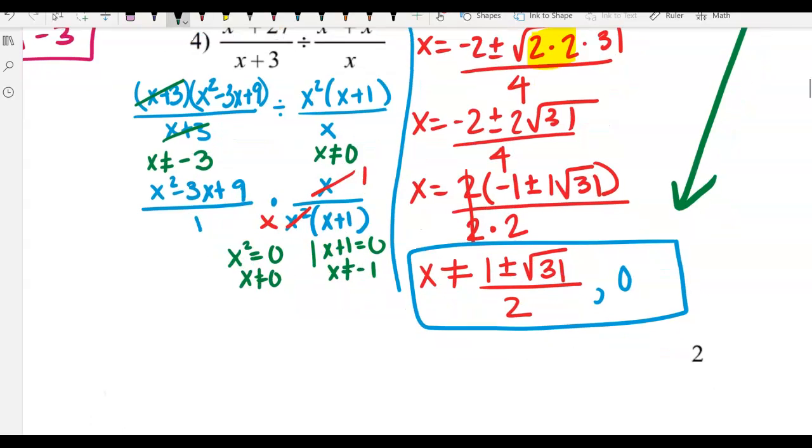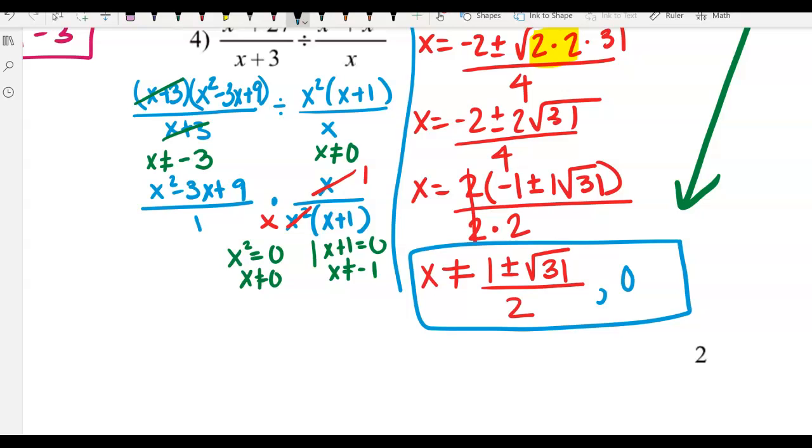So on the numerator, what do we have on the numerator? Shaheen? Yep, 1 times what? Yep, x squared minus 3x plus 9. So 1 times anything is just that, right? And then the denominator, Shaheen, what do we have? 1 times what? X times x plus 1. We will box that up.